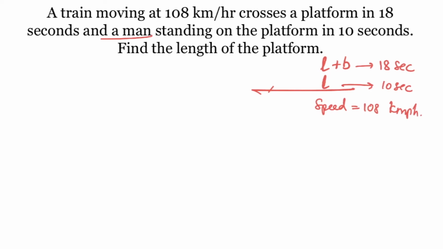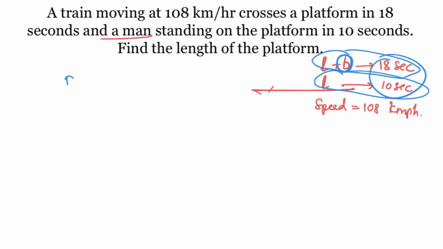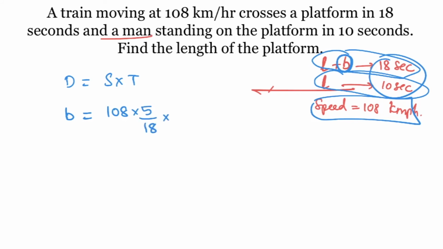If you notice these two conditions, a train crossed L and B, its length and platform's length, in 18 seconds, crossed itself in 10 seconds. So to cross platform it took 8 more seconds. So distance is speed into time, using this relation. It crossed the platform, we don't know the length. Speed of train is 108 kmph, 108 into 5 by 18 meters per second, and time to cross extra distance, length of platform, it took 8 more seconds, into 8.